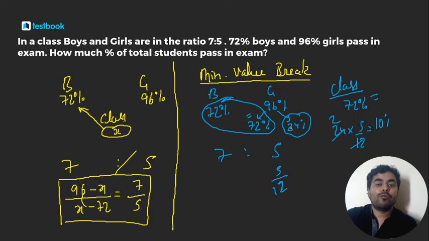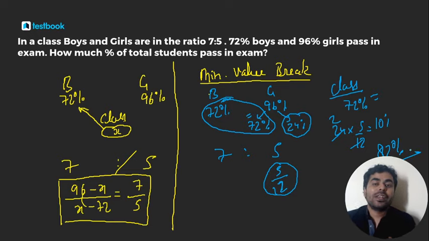Now this 24% will impact the class according to its strength. The strength of girls is 5/12 and the strength of boys is 7/12. So this 24%, according to strength, will impact the total class by 10%. Now 72% plus 10% gives 82%. So here we can say that 82% of the class is going to clear the exam.